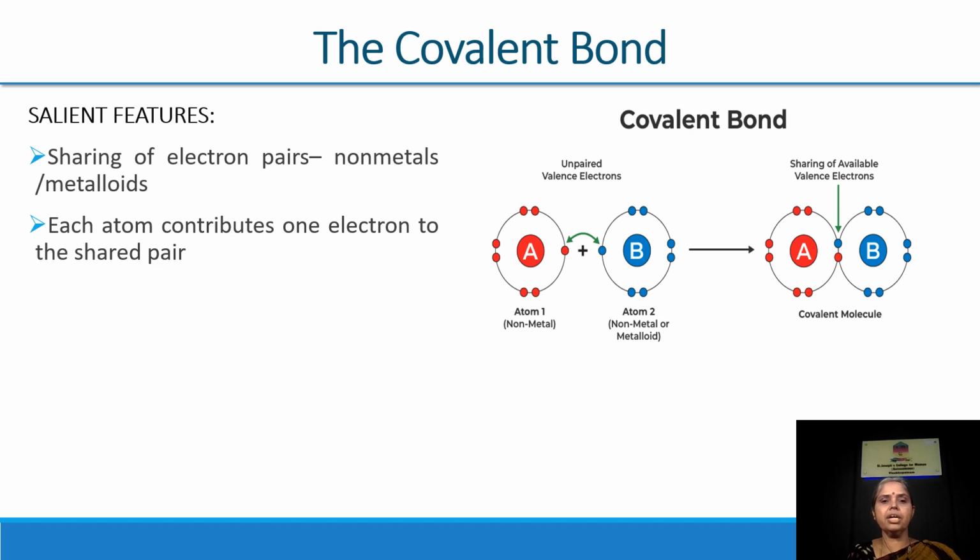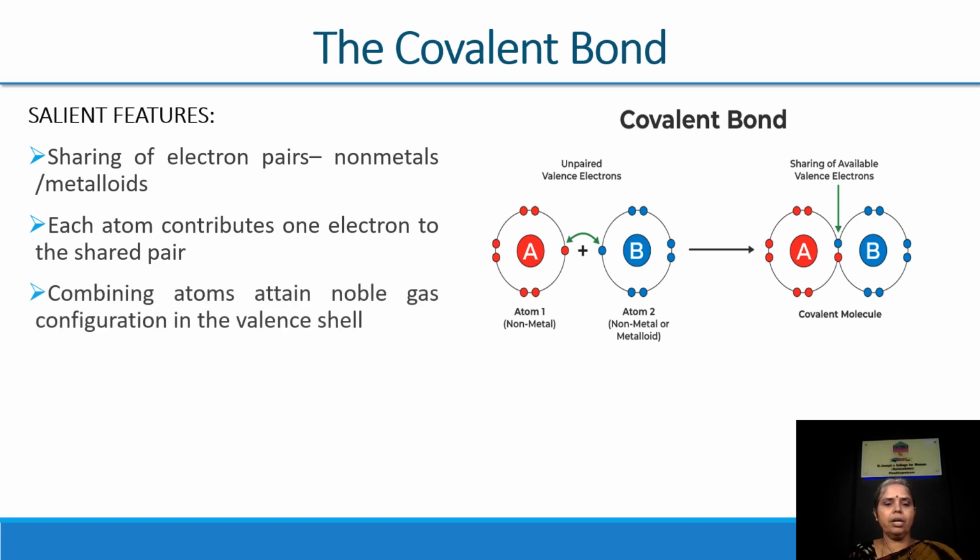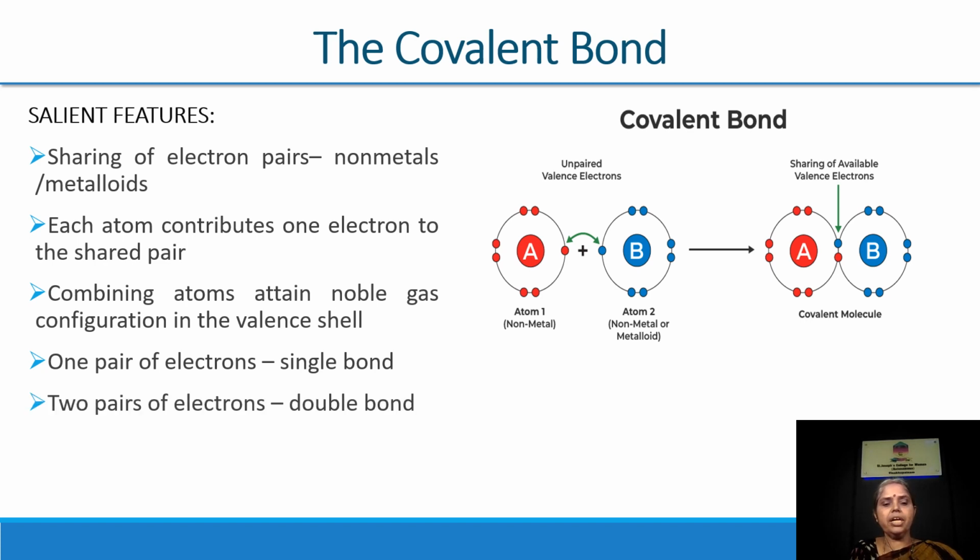Generally, if it is not a coordinate covalent bond, each of the bonded atoms contributes 1 electron towards the bond, and combining atoms generally attain noble gas configuration in the valence shell through the process of sharing of electron pairs. If they share one pair of electrons, they form a single bond. If they share two pairs of electrons, a double bond is formed.